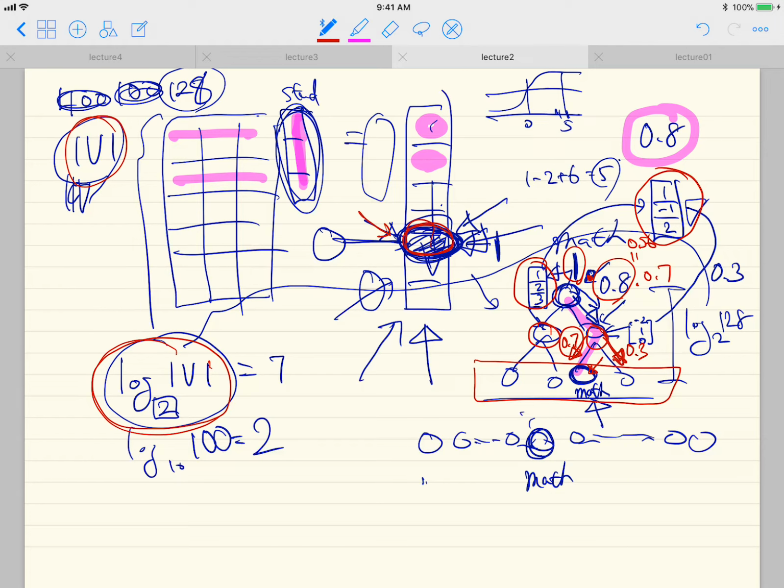That's also a good point. So let me explain how we actually construct this tree. How do we construct this tree?